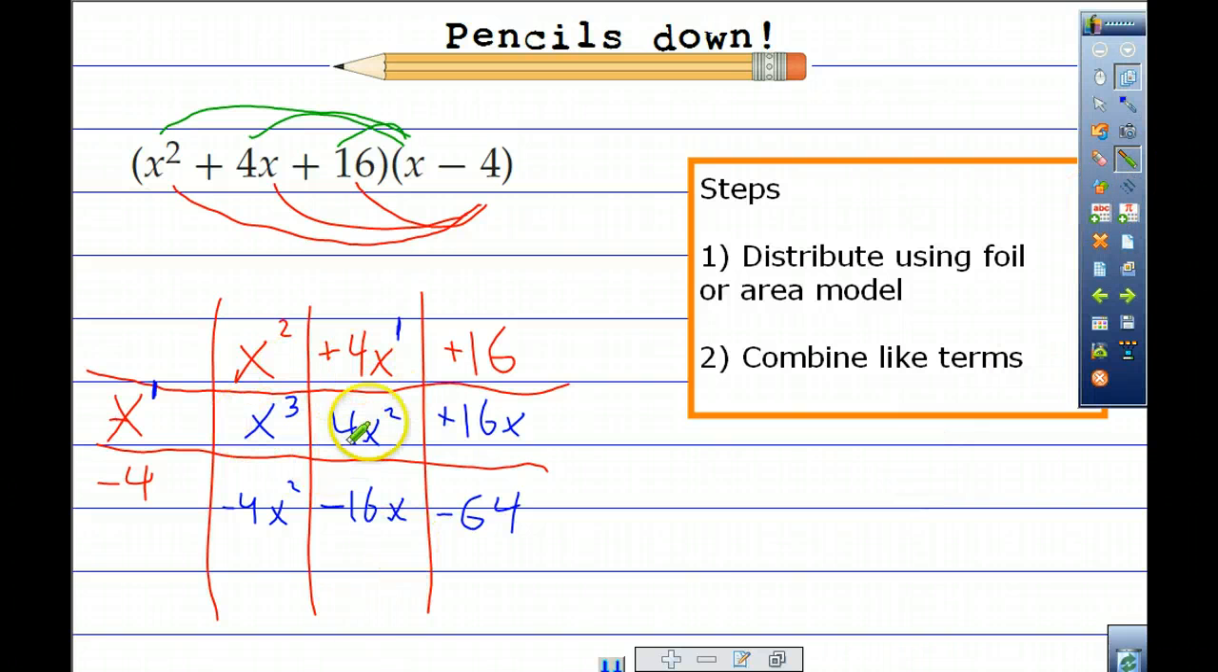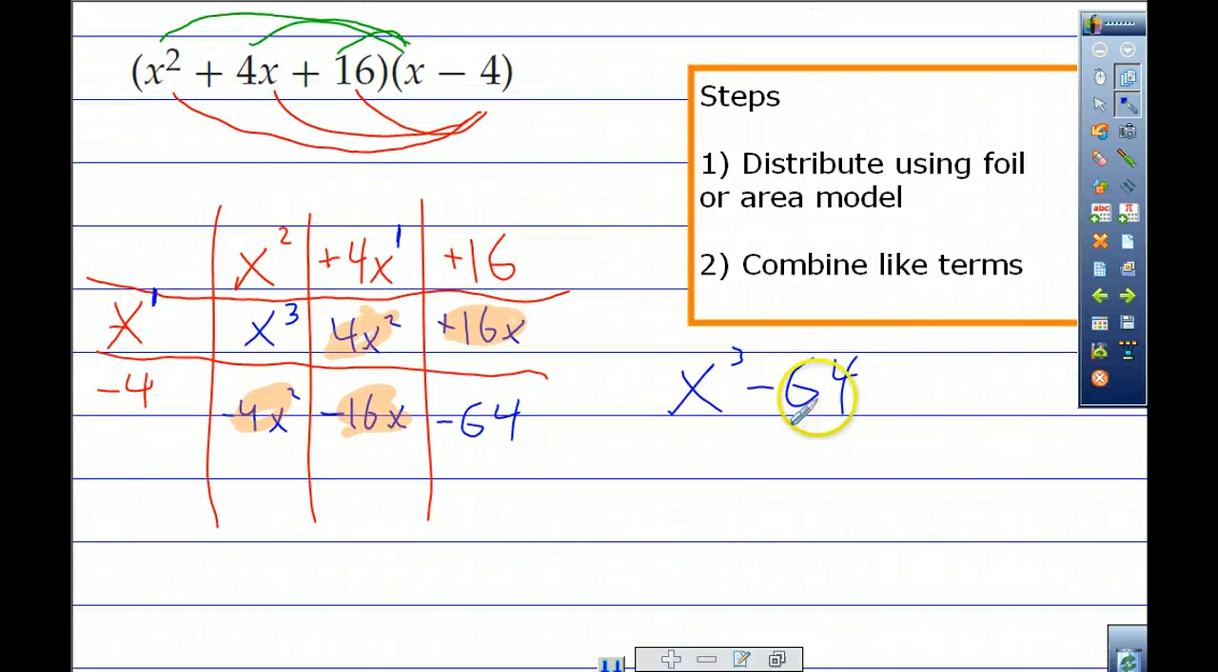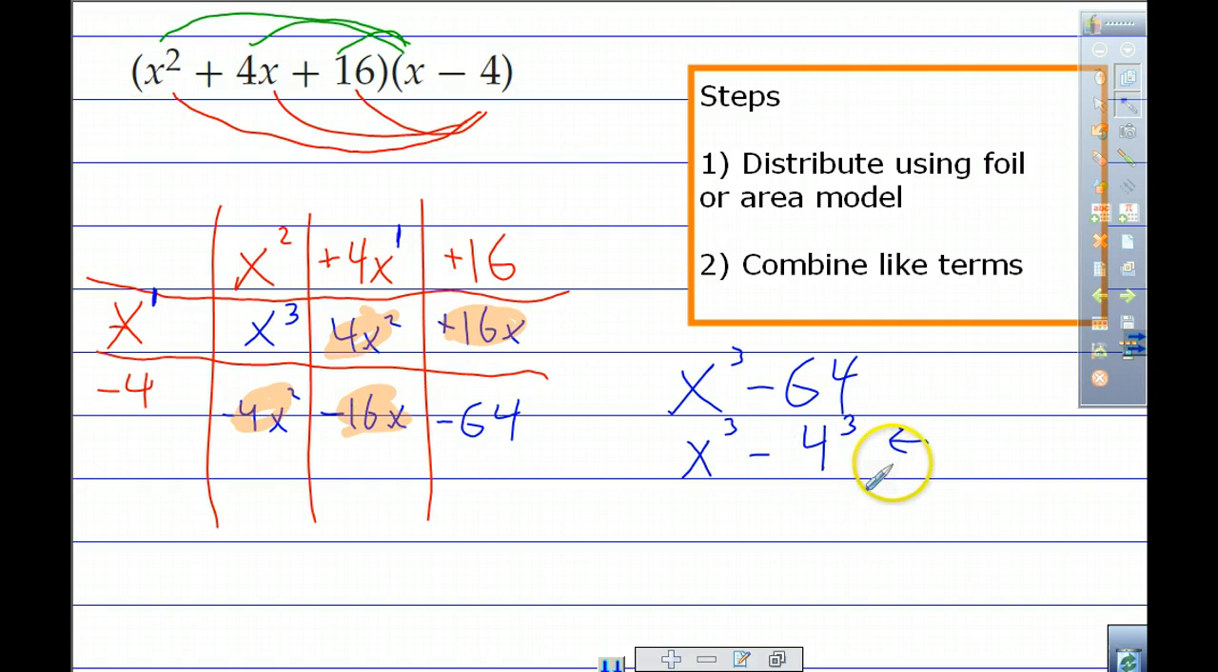Okay, as I mentioned earlier, nice thing about this method, the diagonals will give us the like terms. We don't have to go looking for them. So we're left with just x to the third minus 64. That's it. Does that always happen where everything cancels out? No, but this is actually a special problem. This could be rewritten as x to the third minus 4 to the third. This is an example of a difference of cubes.